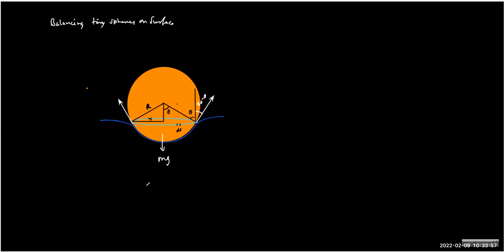Yes, sir. So if you choose a small length dl on the periphery where the liquid is touching the sphere, the force will be T dl, right? Yes, sir. And this T dl will have a component upward. How much? T dl sin theta. So the vertical component is T dl sin theta.